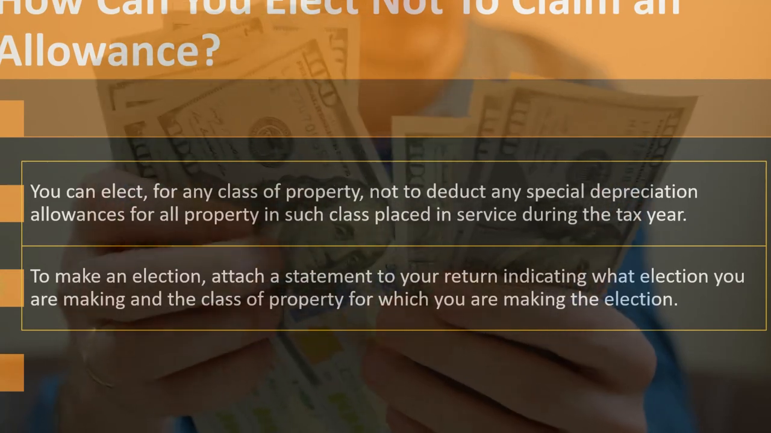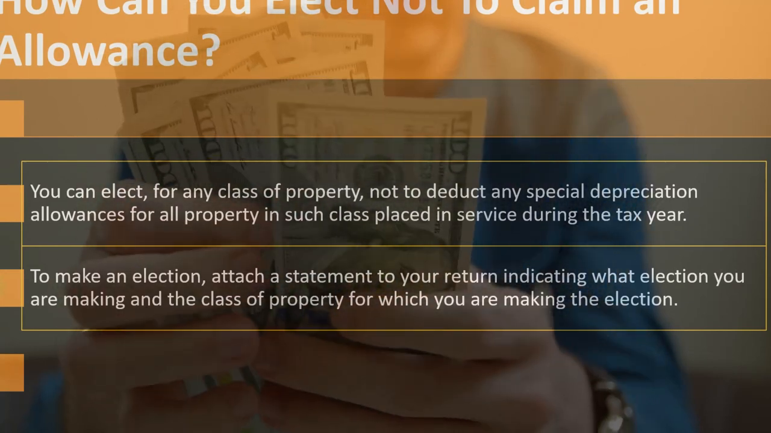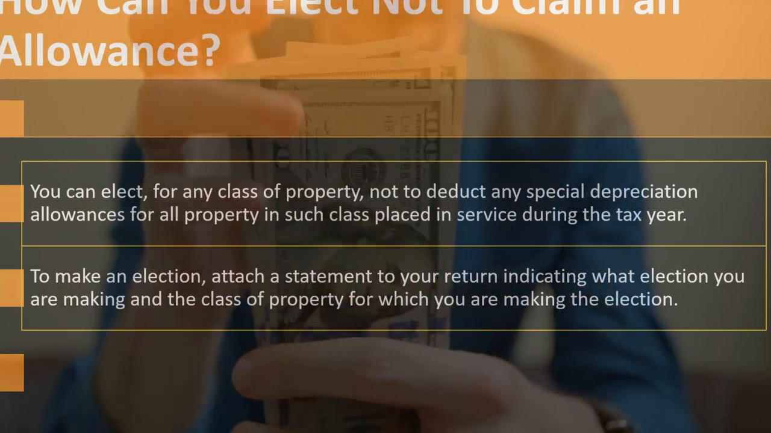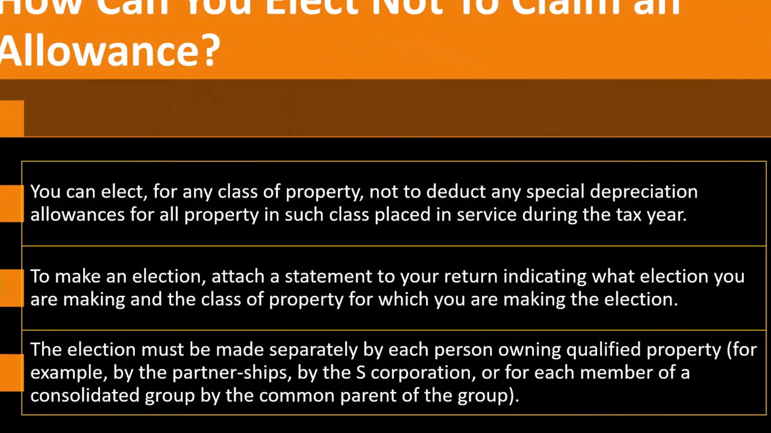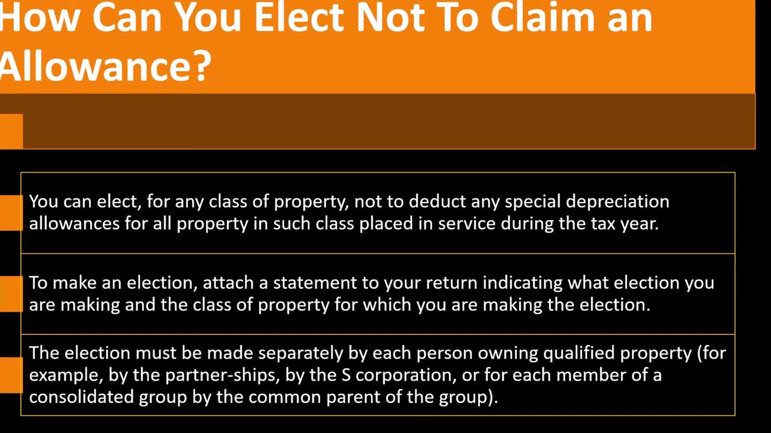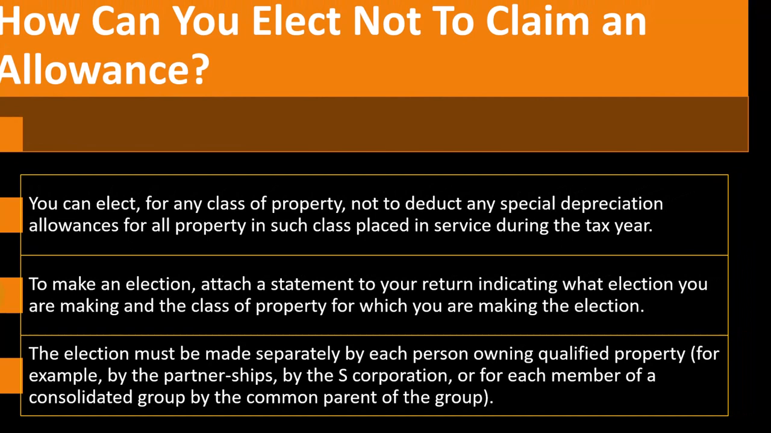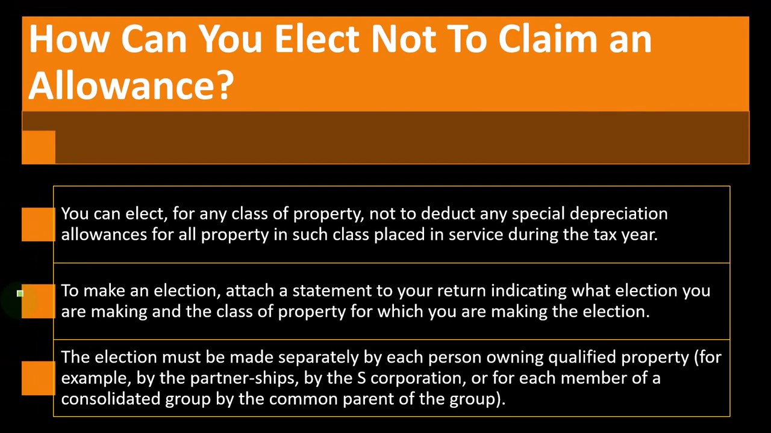To make an election, attach a statement to your return indicating what election you are making and the class of property for which you are making the election. Tax software helps with this process. The election must be made separately by each person owning qualified property, for example, by the partnership, by the S corporation, or for each member of a consolidated group by the common parent of the group.